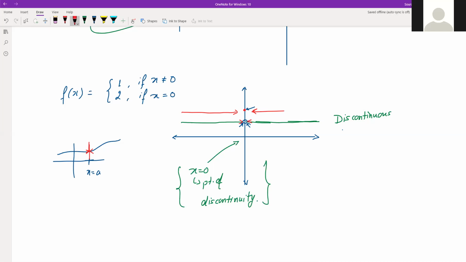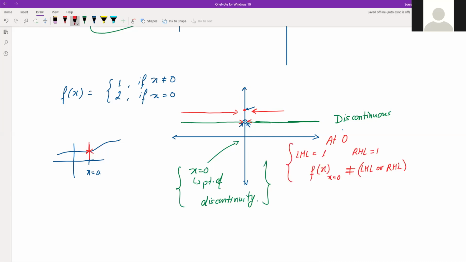And here what happens is, in this function, if you see, the left hand limit and right hand limit are the same. What will be its left hand limit? At 0, its left hand limit, as you can see here, is equal to 1. Its right hand limit is also equal to 1, but the value of the function at x equals 0 is not equal to the left hand limit or right hand limit.